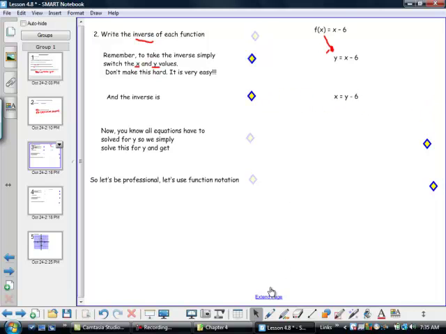Look at that, they switched spots. The x went to where the y is, and the y went to where the x is. I just switched their spots.